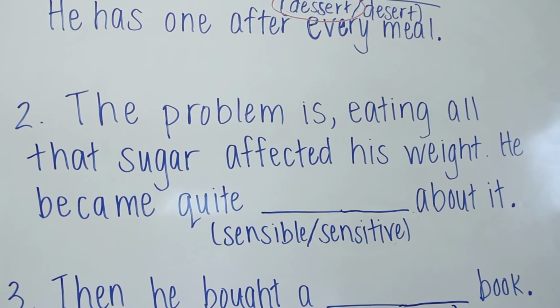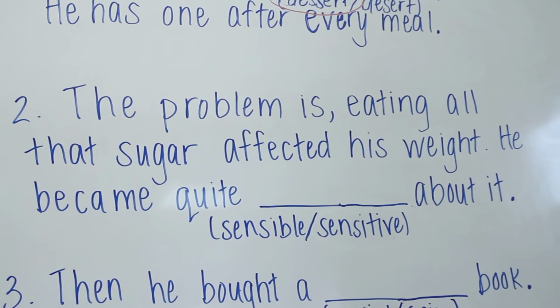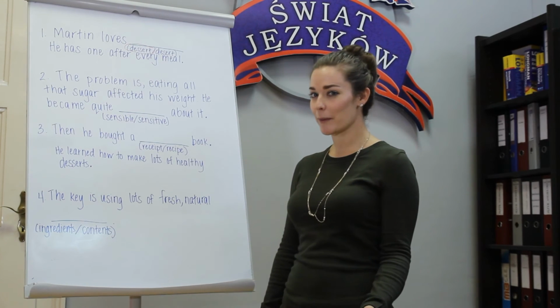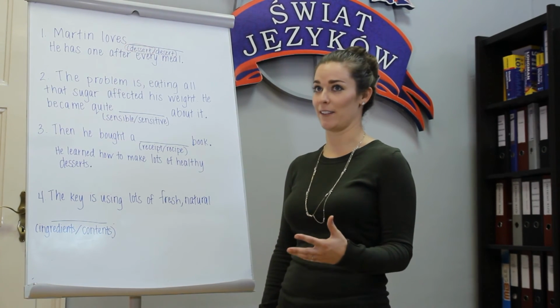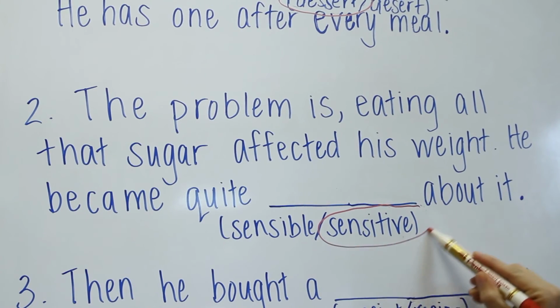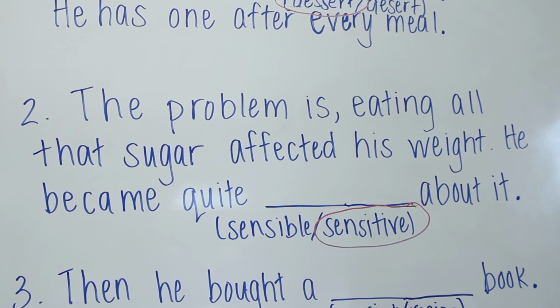The problem is eating all that sugar affected his weight. He became quite blank about it. He became quite sensible about it, or he became quite sensitive about it. The correct answer for this one would be sensitive. He was easily upset about gaining some weight.